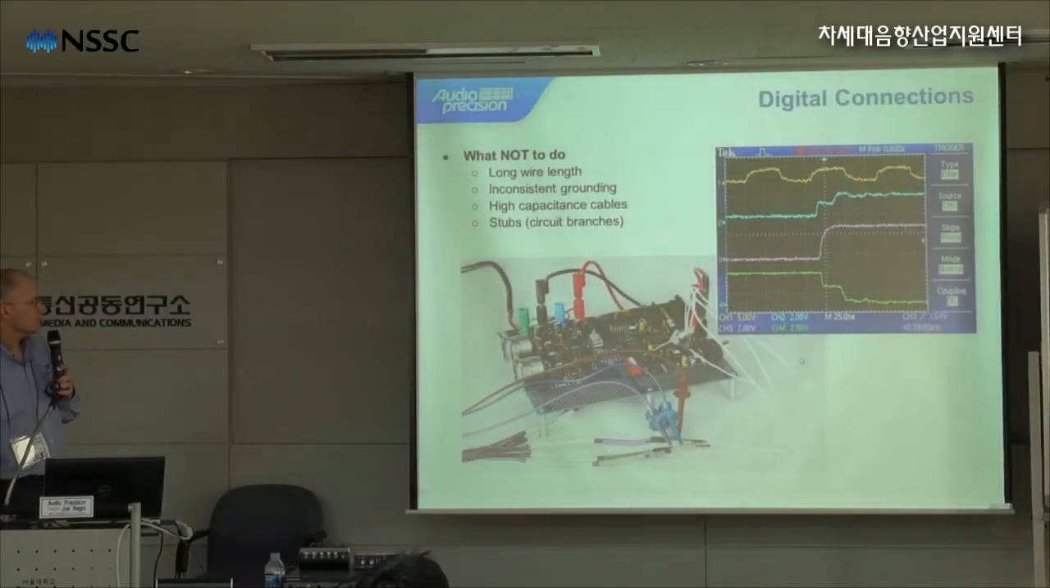And I showed this slide this morning under what not to do. You can see these impaired signals, probably a result of all of these terrible connections on this evaluation board. So you want to avoid these circuit branches. You want to avoid high capacitance cables. Don't use cables that are too long if you can, and avoid inconsistent grounding.